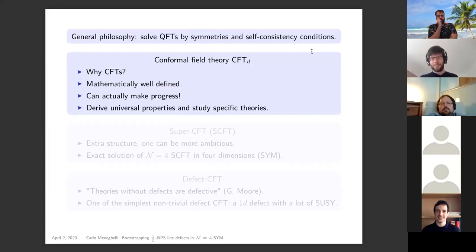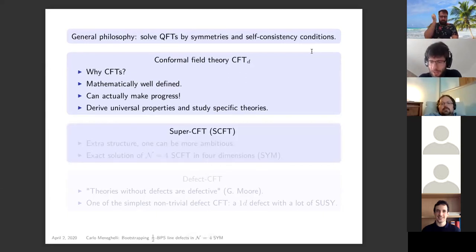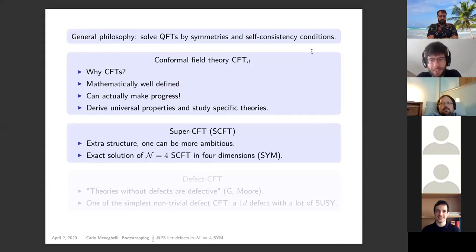I think more than half of the people listening to this talk are among conformal field theories, superconformal field theories. In that case, usually we have a lot of extra structure that allows us to be much more ambitious concerning what we want to solve for. And for example, kind of the queen of conformal field theories is N=4 supersymmetric Yang-Mills in four dimensions. Okay.